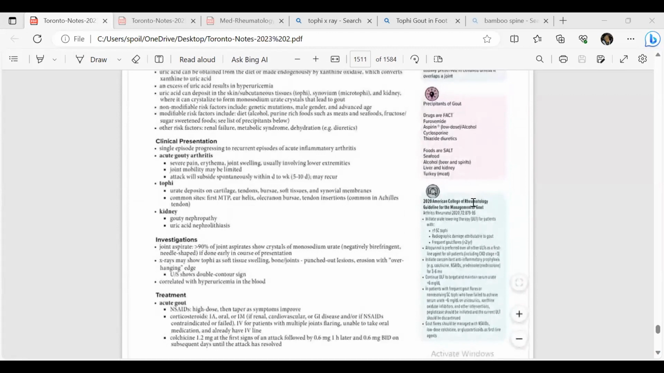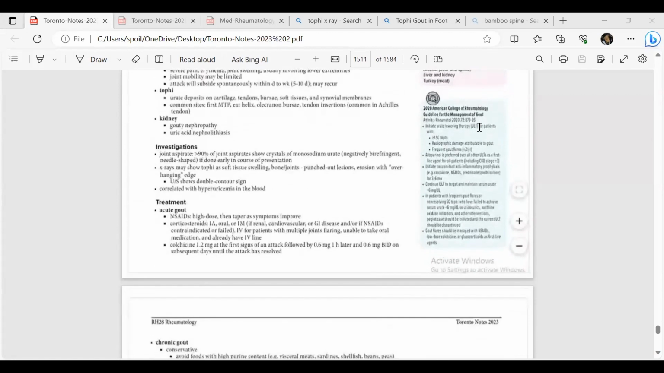American College of Rheumatology guidelines for management of gout. Do we need to do this American one or we just go with this one? Or is it the same because it's very blurred over here? Anyone? Okay, we will move from here.